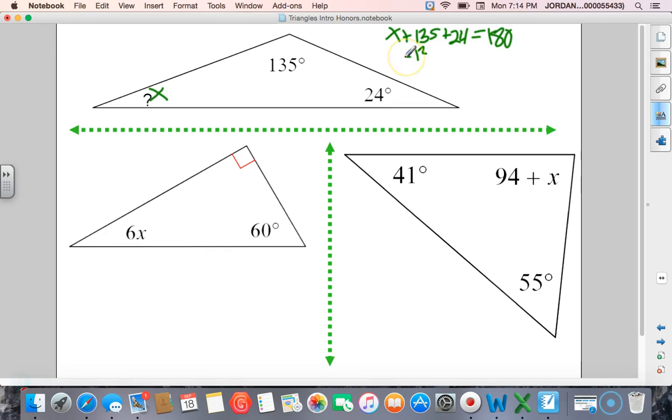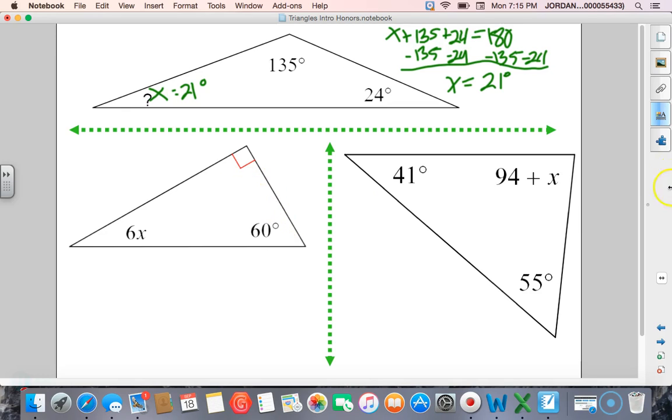So you just simply minus your 135 and minus 24 from both sides. That'll leave x over here. And then we do 180 minus 135 and minus the 24. You're going to get 21 degrees. Okay, so we know now that this x is actually 21 degrees. And if you want to double check, you can always add these up. 21 and 24 is 45, and 45 plus 135 is going to give you 180. So that's one way to check it. Just add them up, make sure they equal 180.